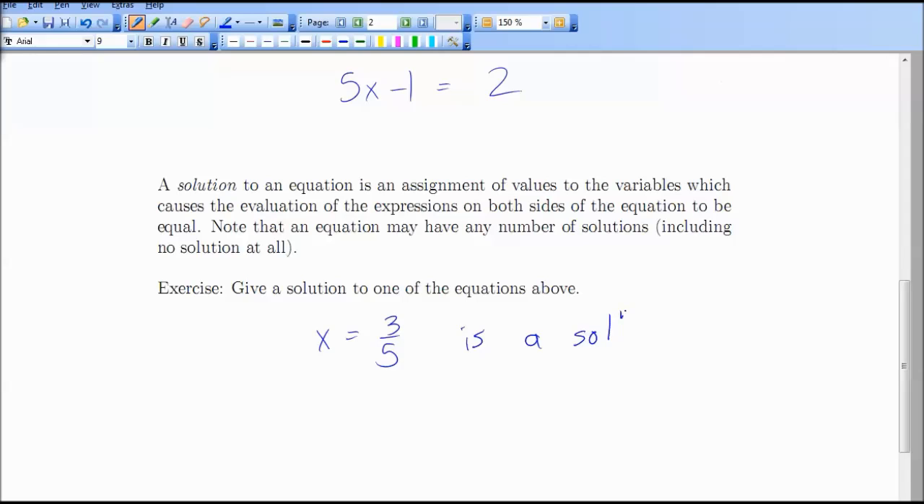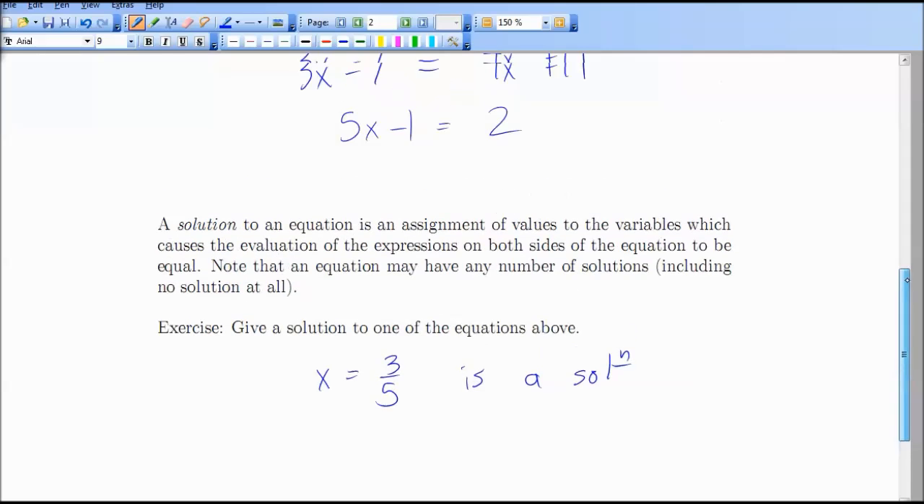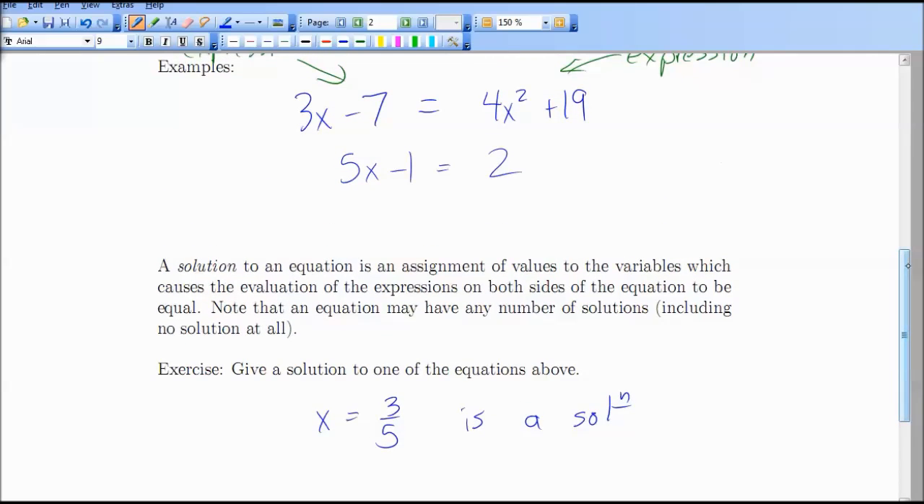Now, I'll sometimes in class use this short form, SOLN. You can use it as well. Also, notice that I have a couple different equations up above. I should be a bit careful about that. So let's give a label to this equation. Let's call that equation 1. So x equals 3/5 is a solution to equation, again I'll write it in that short form, 1.